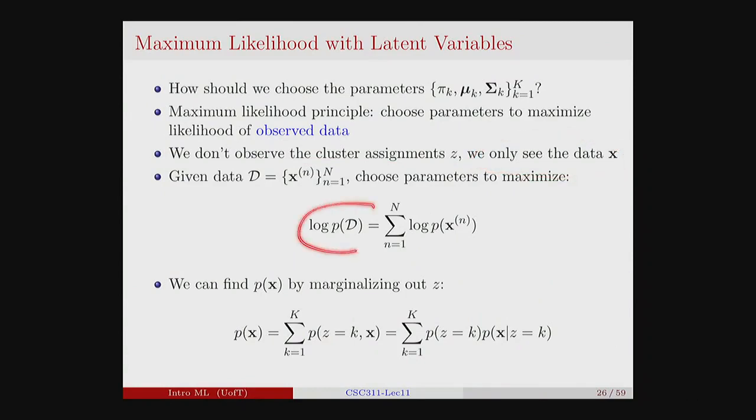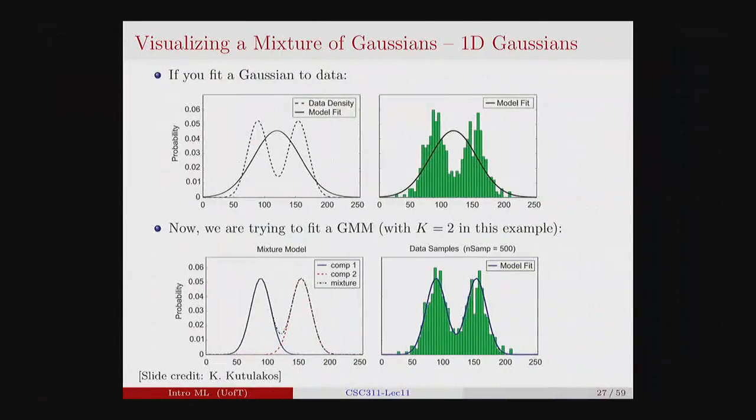So log p of D is equal to a summation of log p of x_n, because each point is generated IID. And now for log p of x_n, we can look at what happens. We can always find p of x_n by marginalizing out z. But we don't actually know what identity is associated with each data point.